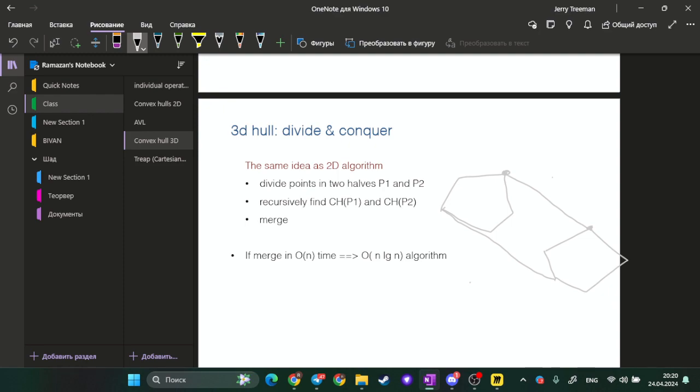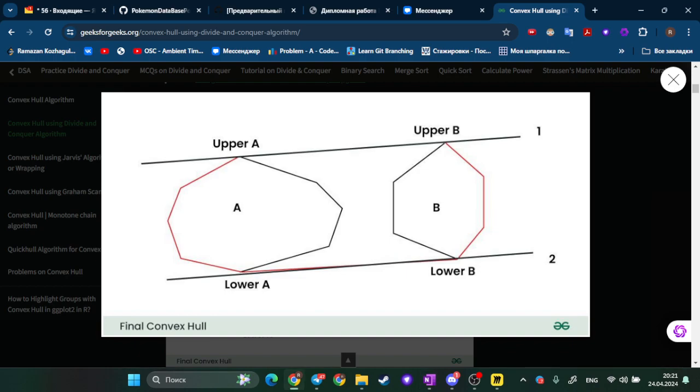We do the same recursion as in the quicksort algorithm. In quicksort, we need to find a way to split our points, and then we just consider the trivial step that looks like this. Okay.